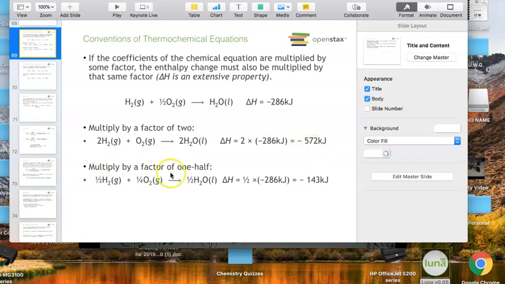If you were to divide the chemical reaction by 2, or technically multiply it by a factor of 1/2, you would also multiply the enthalpy value by 1/2.